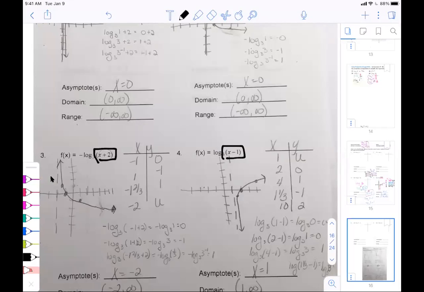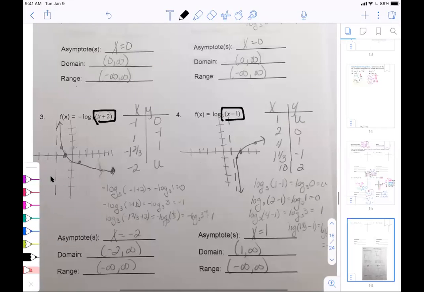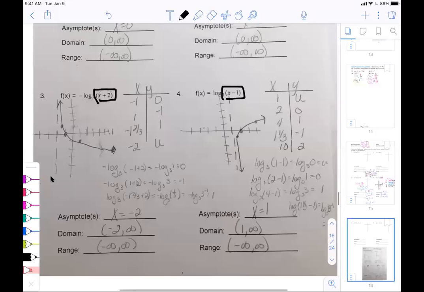So in 3, we did 4 together yesterday. This graph is shifting left 2 units. And that changes the vertical asymptote because it makes it shift left 2 units as well. So it would be the asymptote at x equals -2.